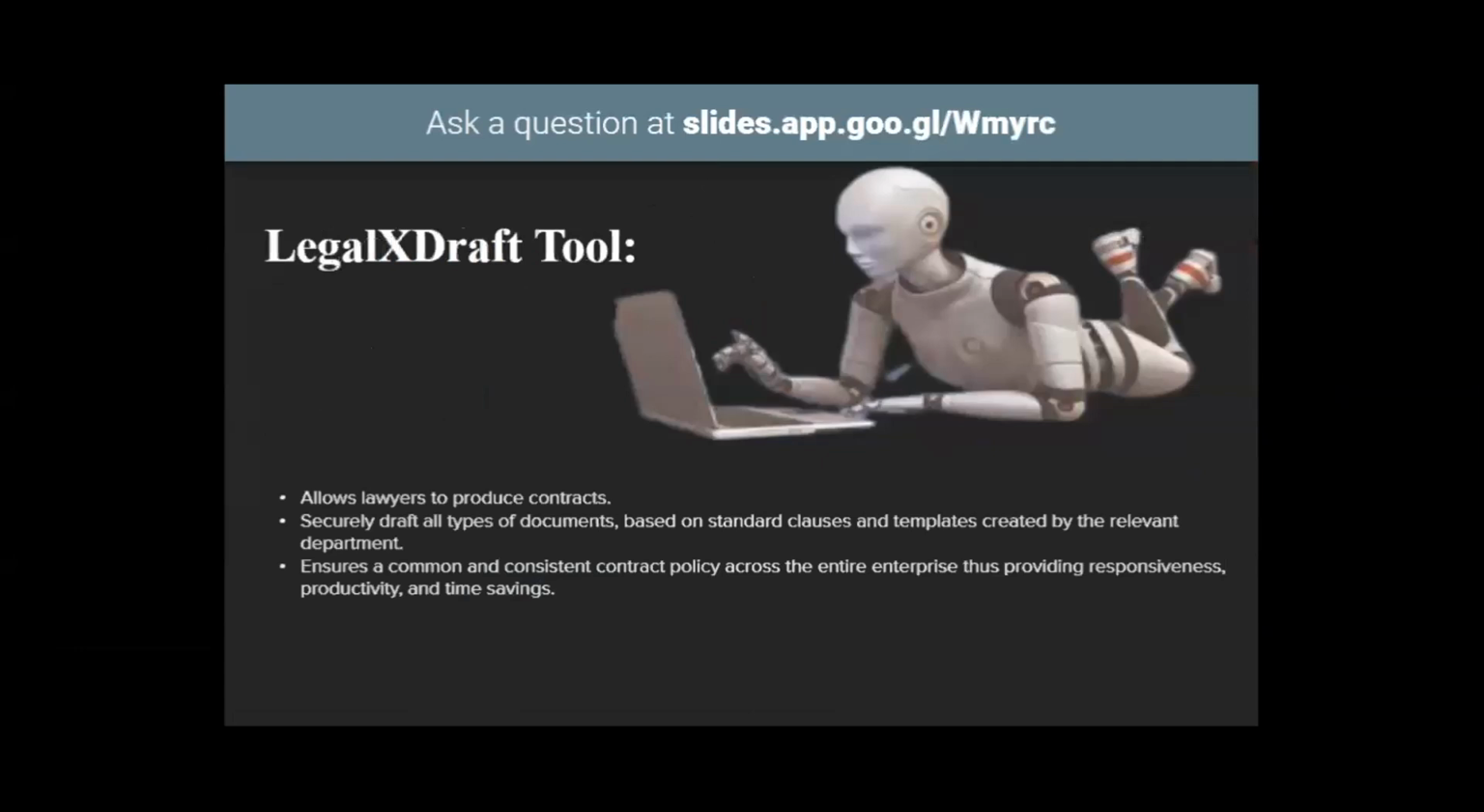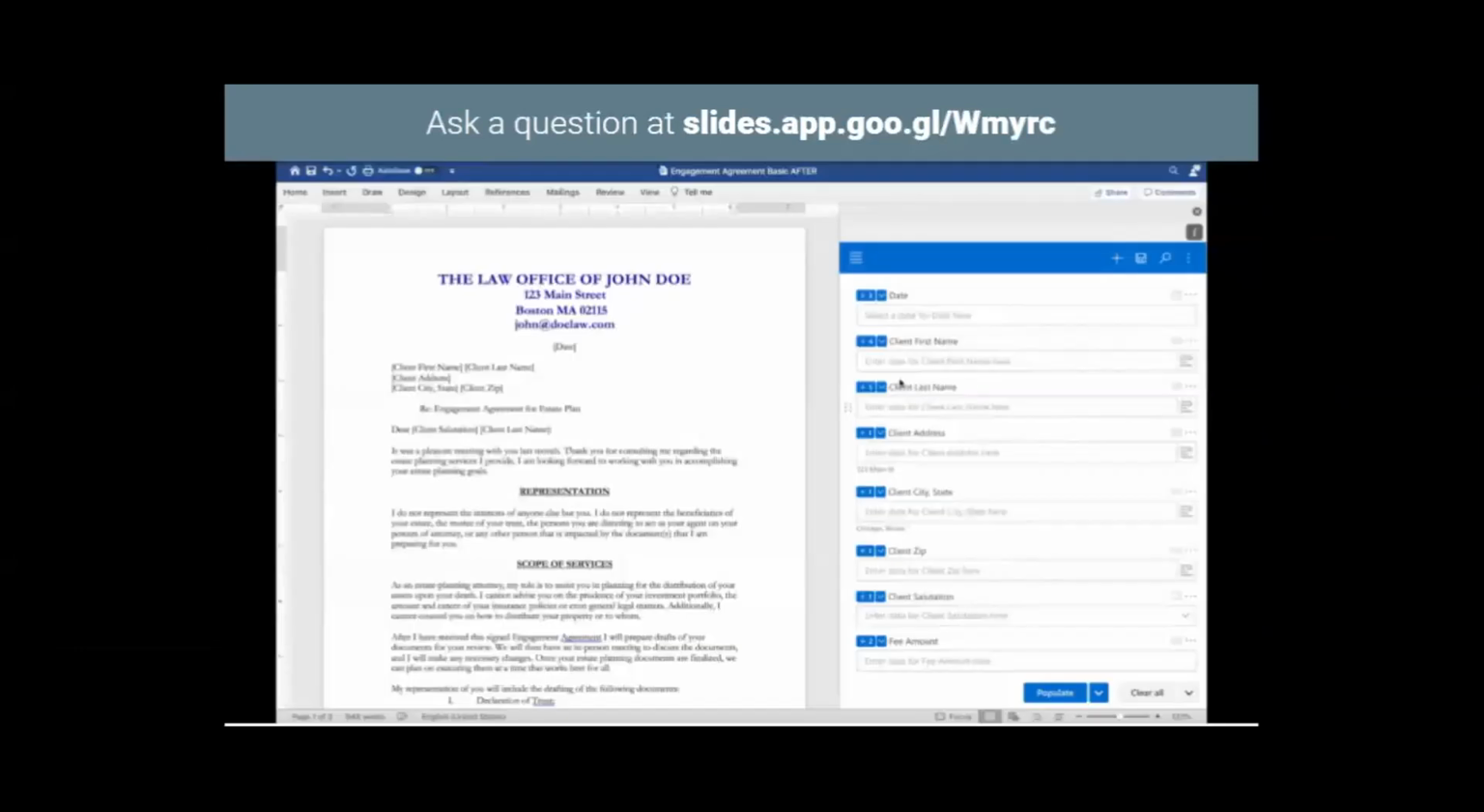So we propose a LegalXDraft tool. It allows lawyers to draft their contracts based on standard clauses and templates created by the relevant department. We can see the proposed system here. On the left, the document is generated completely by the AI. On the right, the user can verify and update the document as needed.